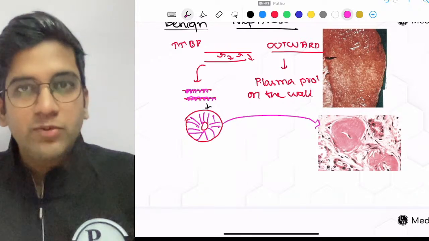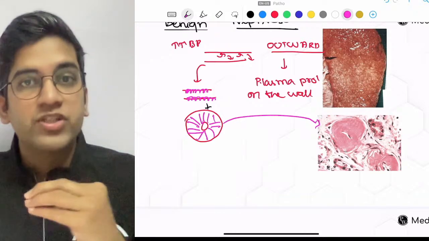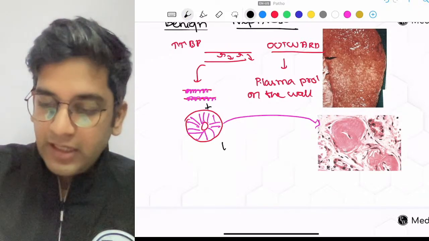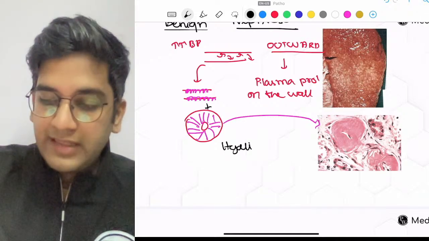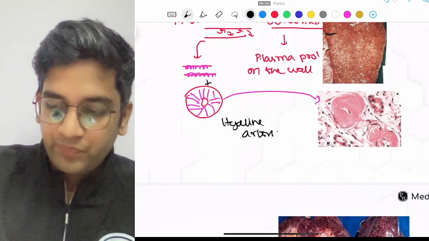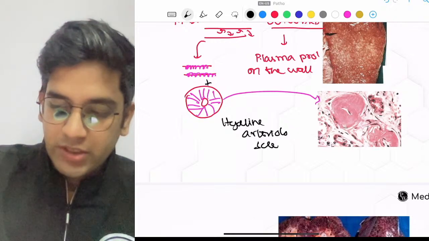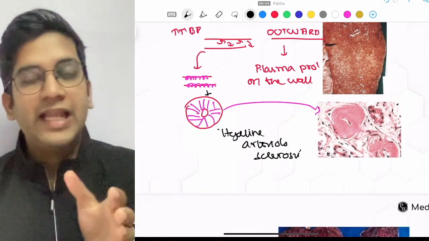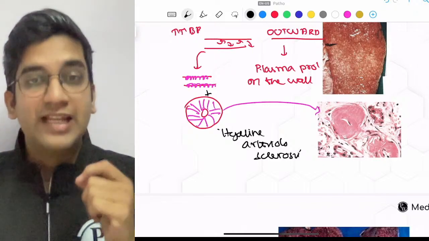So I'm going to give a term to this. It's a pink color deposit composed of lots and lots of protein together. So we call it hyalin, and the artery involved is the arteriole. So we call it hyaline arteriolosclerosis. This is a microscopic finding of benign hypertension, hyaline arteriolosclerosis, a very, very classical finding.